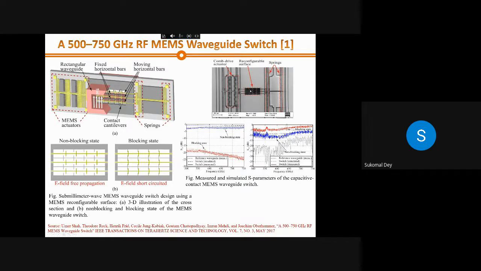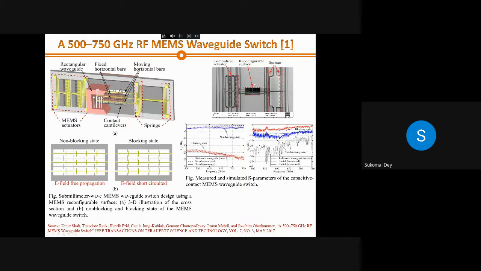I beg your pardon if it is difficult for you to see this figure, but if you look at it over here, you can see the yellow color and gray color. These are two bars. Now what is happening? These two bars are controlled through some comb actuator. You can see the left-hand side is a comb actuator. It basically gives you some kind of lateral movement. So now using a lateral movement based on some actuations, every switch works.